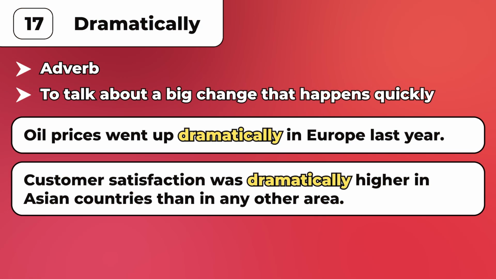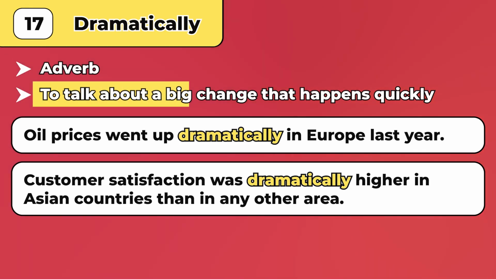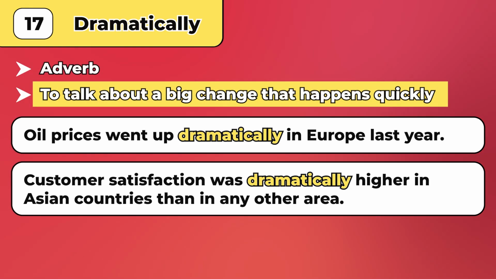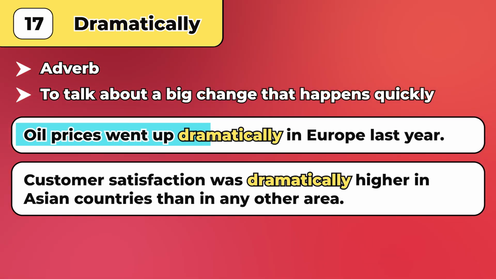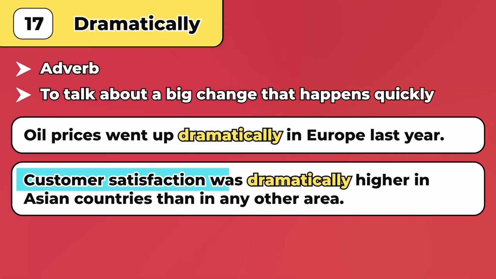Word number 17 is dramatically. This adverb is used to talk about a big change that happens quickly. Let's take a look at some examples. Oil prices went up dramatically in Europe last year. Customer satisfaction was dramatically higher in Asian countries than in any other area.